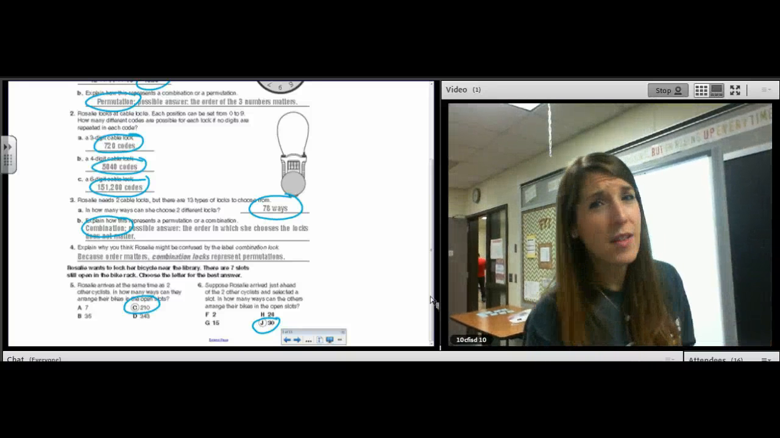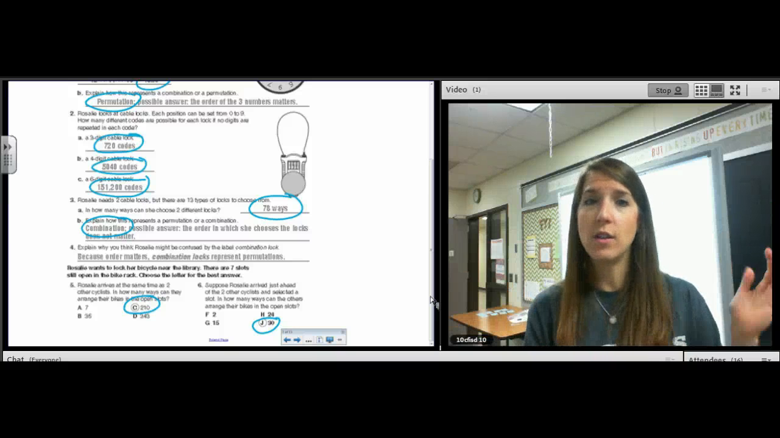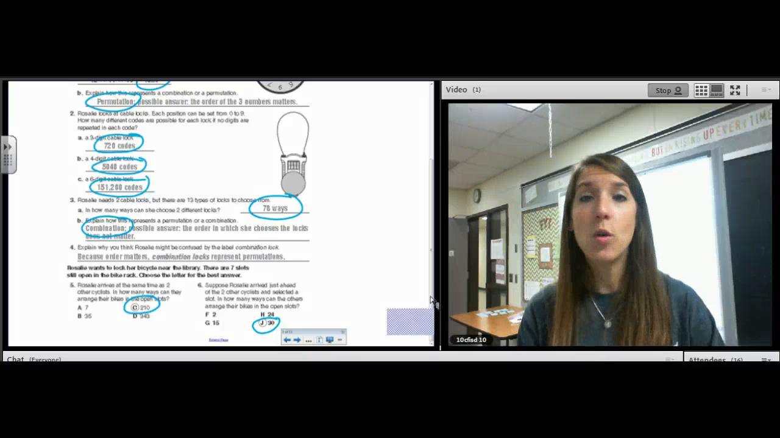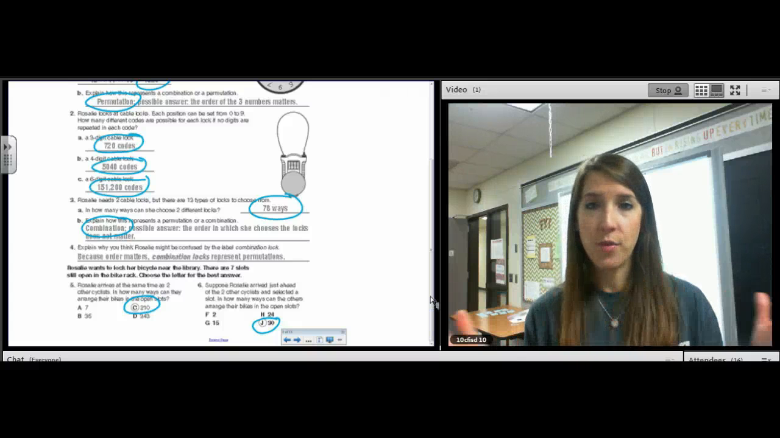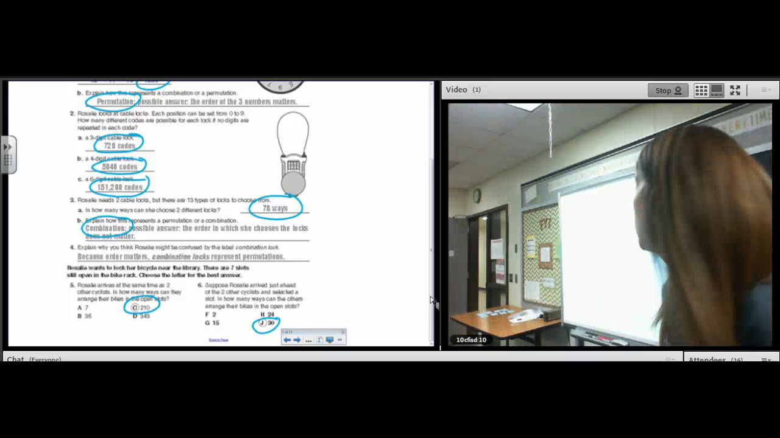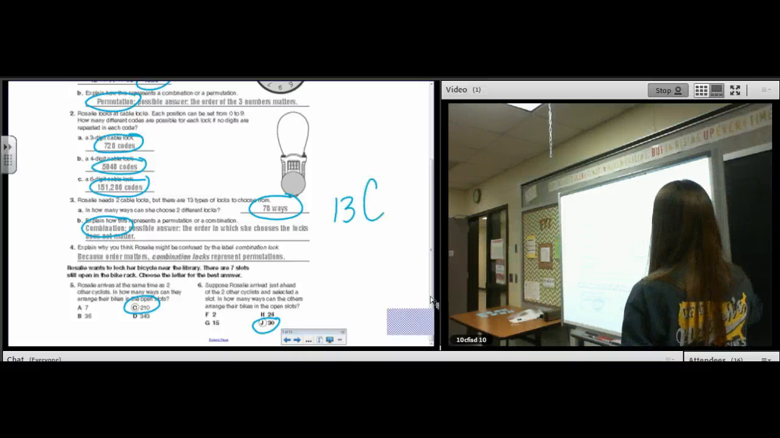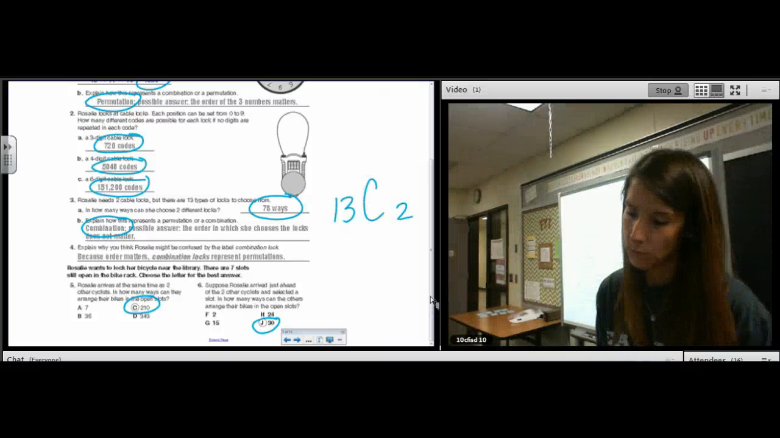Is that any different than you picking green and then pink? Is pink green different than green pink? No, it's no different. So that means order does not matter when you're choosing locks from 13 locks. So on this one, you would do 13, and then you would choose combination, and then 2. Okay?